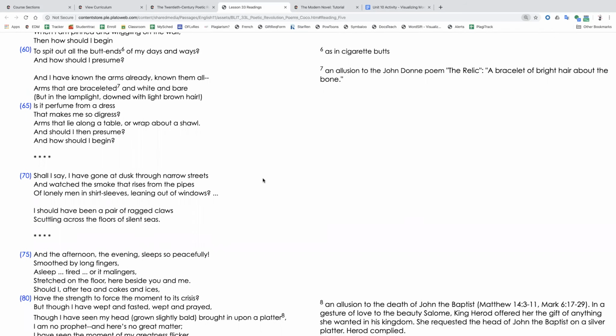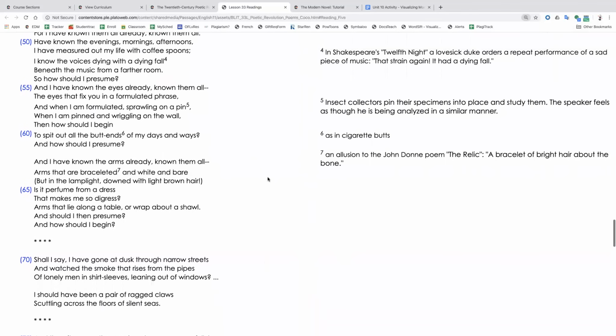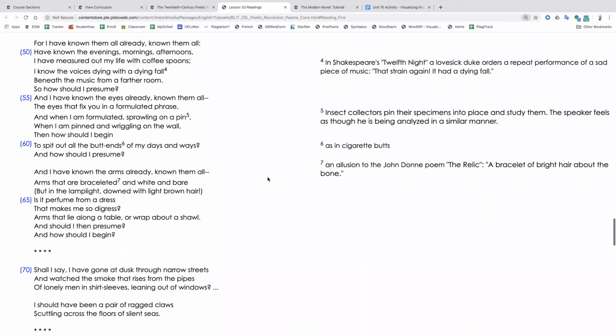Interesting. I have a slightly different version here. Mine says... So I'm just really confused here. Okay, here we go. Found it.